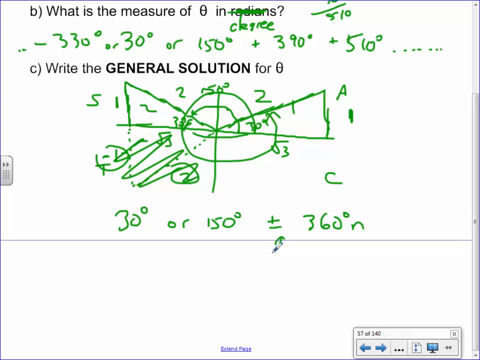If you had to write it in radians, by the way, 30 degrees, I just happen to know these ones, is pi over 6. 150 degrees is 5 pi over 6, if you can convert them. And then when you go around the circle, you'd go around the circle 2 pi n times. That's how you'd write it in radians. But you still go around the circle either in the positive or the negative direction. But in radians, all the way around the circle is 2 pi now. That's all. So that's one way we solve this problem. We write a general solution.